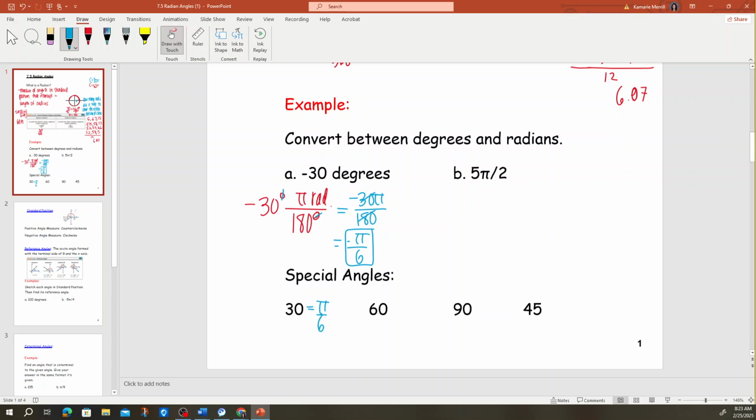Okay. I want to also talk about this in regards to the circle. Let's break this down as far as these specials go. We can get 6 pi's. So 6 pi over 6 would represent 180 degrees. 6 pi over 6 simplifies to just pi. So I can go 30, 60, 90, 120, 150, 180.